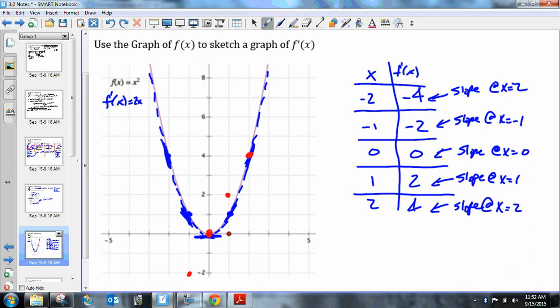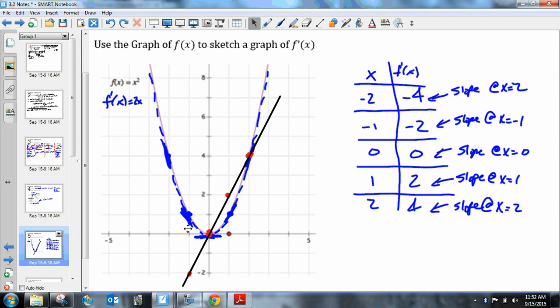If I connect these with a line, I don't want to use that one from the other one. Let's use the black one. If I connect these with a line, I get another function. I get a derivative function, and I can graph that, and these are related.